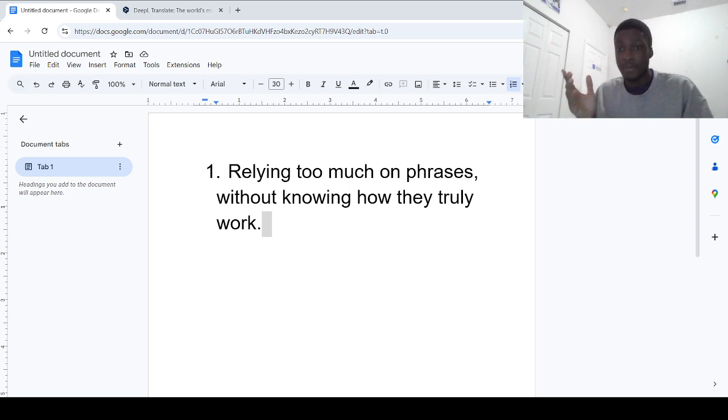Phrases are fair game, and they help you in the beginning phases of learning the language. However, you need to be able to understand why phrases work the way that they do.